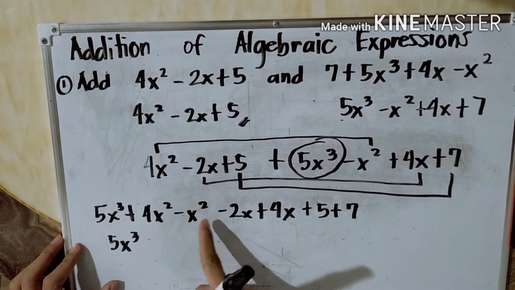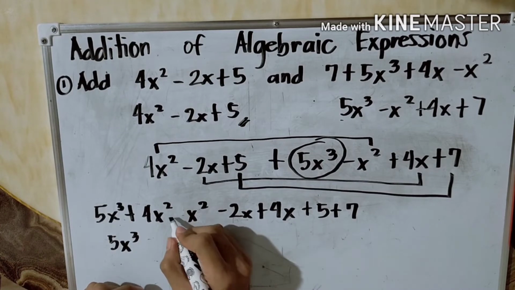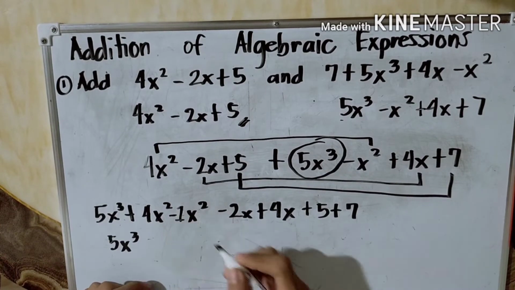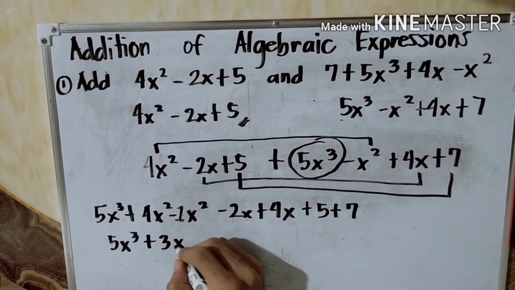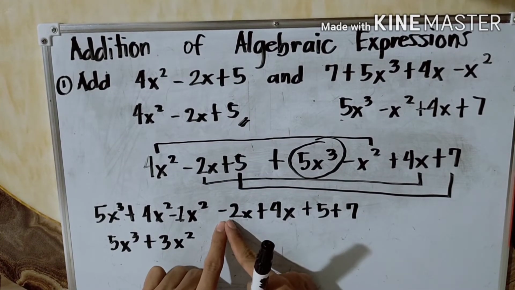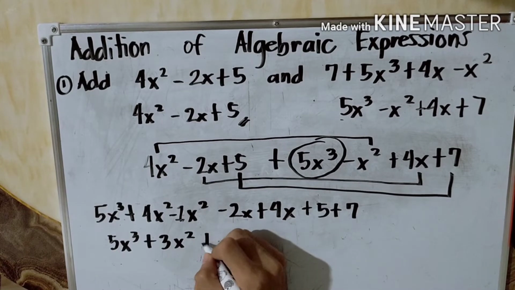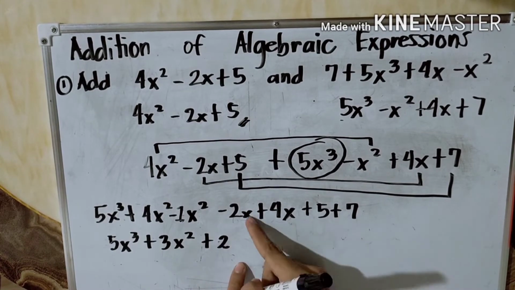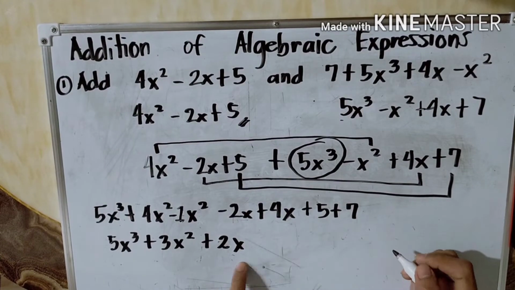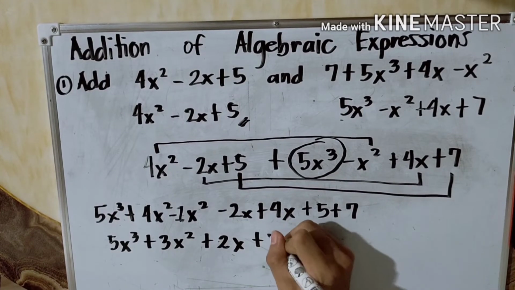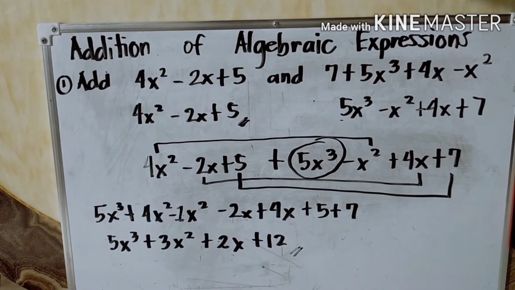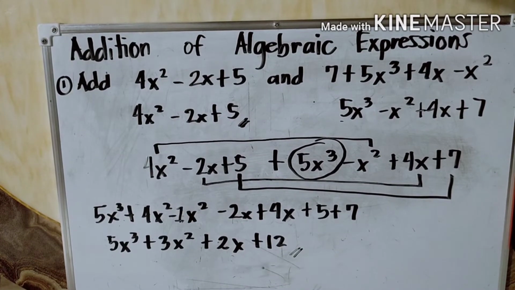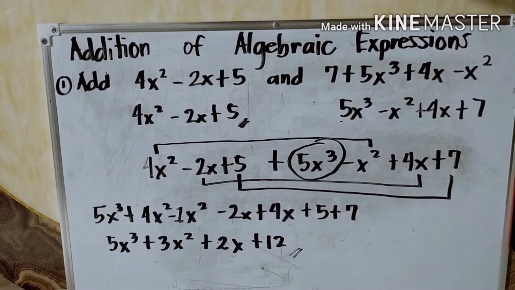What is 4x squared minus x squared? Di ba sabi ko kanina meron tong imaginary 1. Okay? 4 minus 1 is 3. Just copy x squared. Negative 2 plus 4, that is positive 2. Just copy x. 5 plus 7, that is 12. So, ganun din ang sagot. Wala namang pinagkaiba. Ang pinagkaiba lang is yung method. Okay? But in mathematics, ang mahalaga is how you arrive at the final answer.